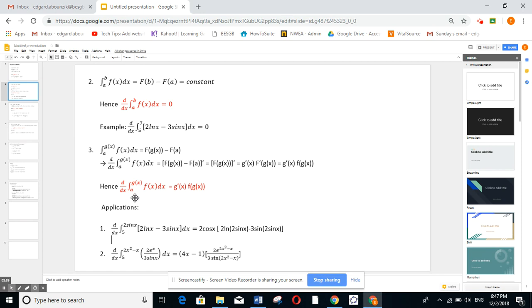So the property is, if you have a constant down and a variable up, what do we do? We derive first of all this variable outside, and then we replace this variable inside in f of x.